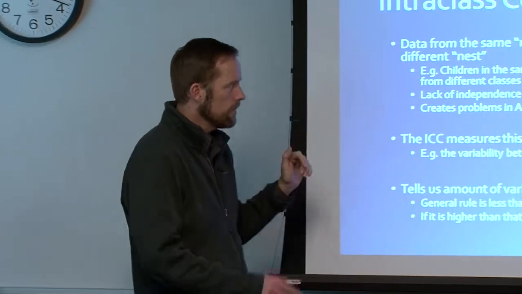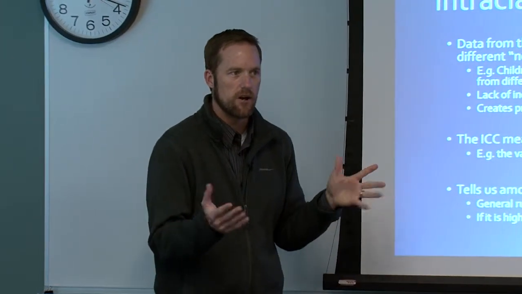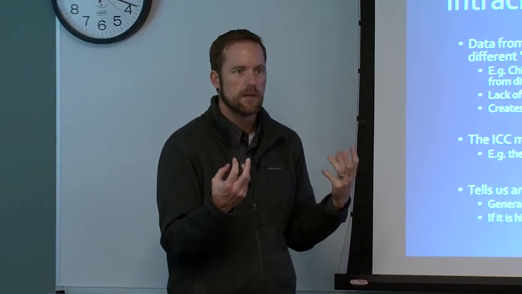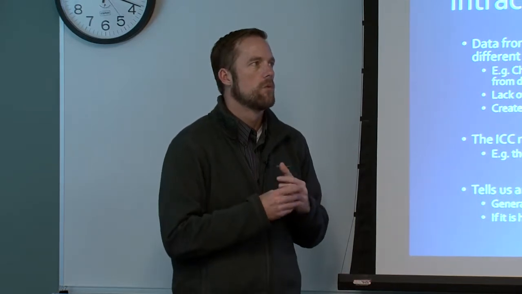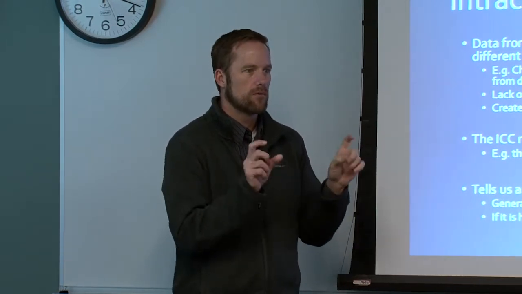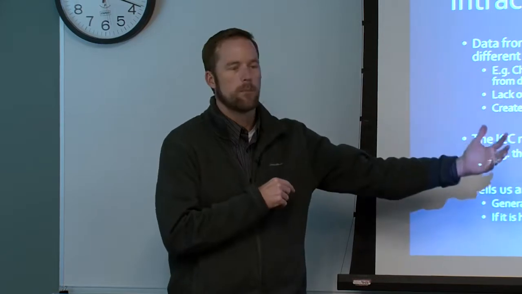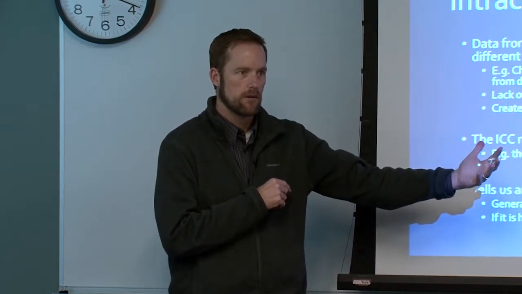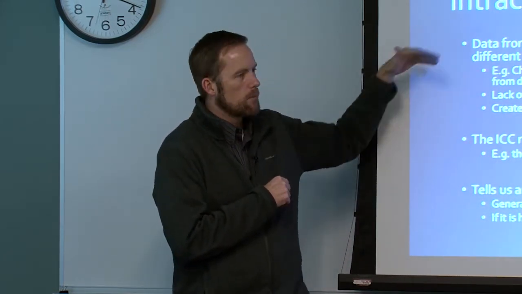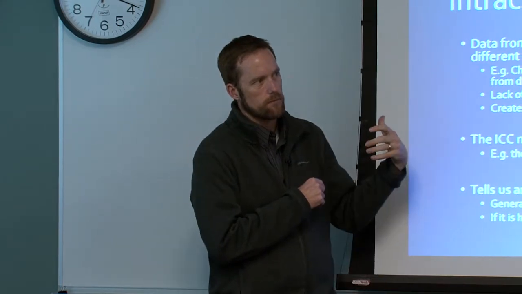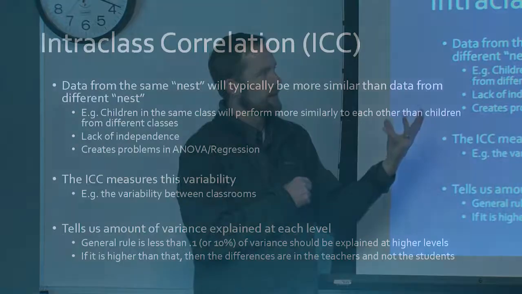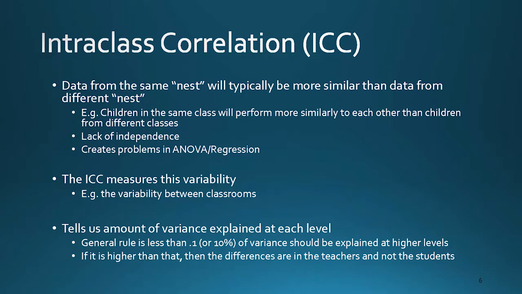So one of the assumptions with regular regression and ANOVA is called independence of data, which means that the scores for any one individual do not depend on another individual, right? The problem with models or data that are nested is that students from the same nest tend to look more like one another than students from another nest.